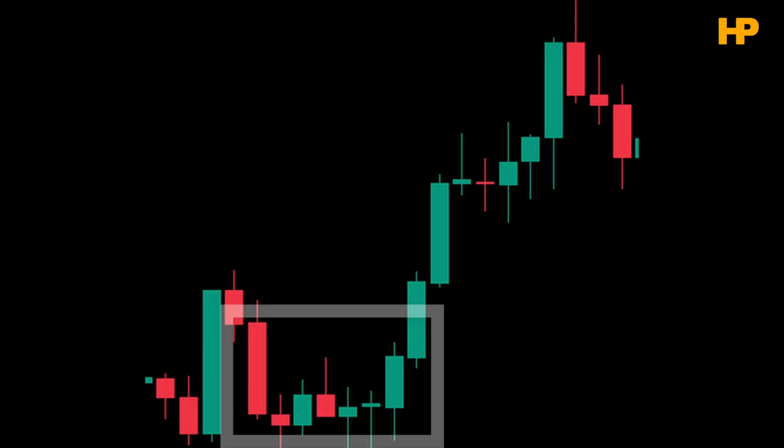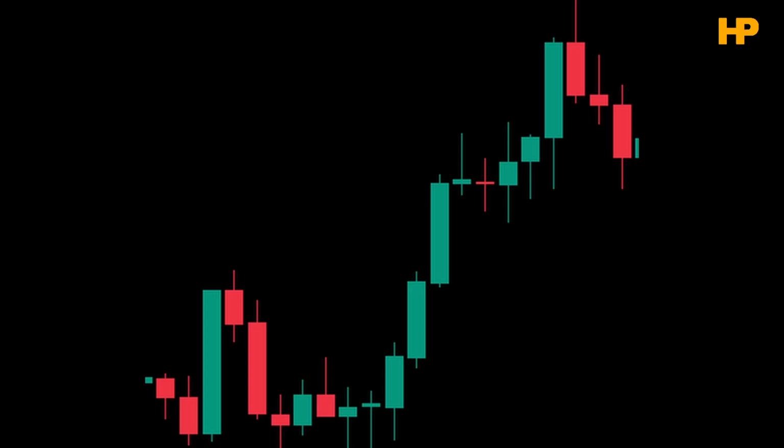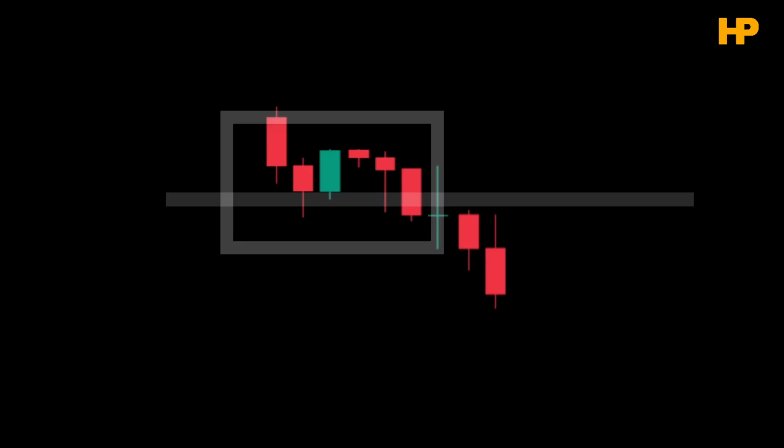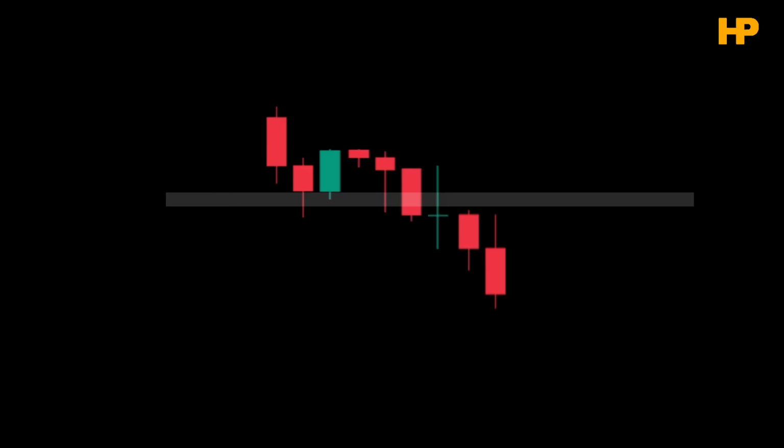Continuation patterns. Rally base rally. The price rallies, pauses in a base, then continues upward. This shows strong bullish momentum. Buy when the price revisits the demand zone. Drop base drop. The price drops, consolidates, then continues downward. Short the supply zone when the price returns.